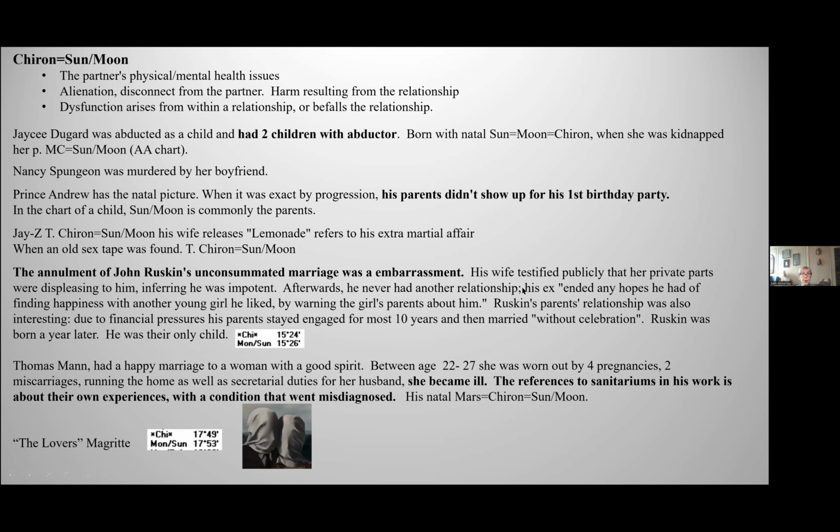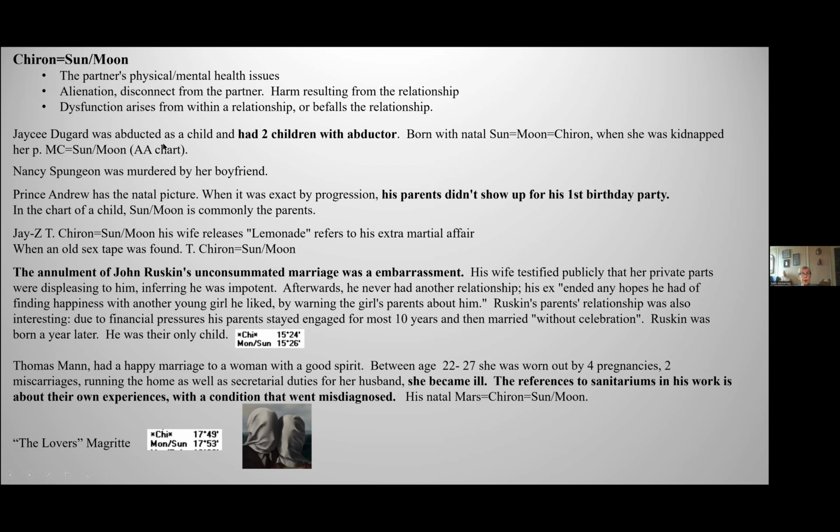I think we're on our final slide. This is Chiron equals Sun Moon. The partner has physical or mental health issues. There is within the relationship alienation or disconnect from the partner, or harm can result from the relationship. It can even be that the people involved in the relationship harm other people. Dysfunction arises from within the relationship, or it befalls the relationship.